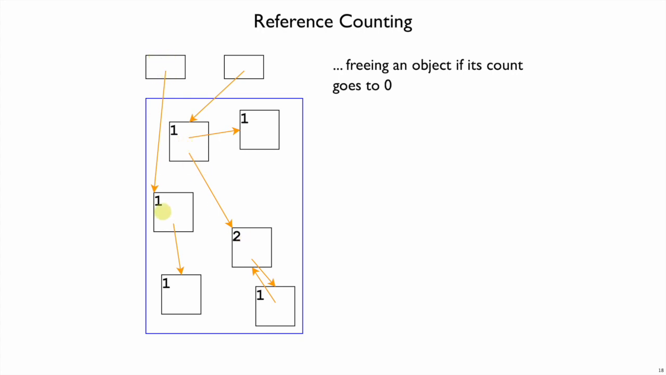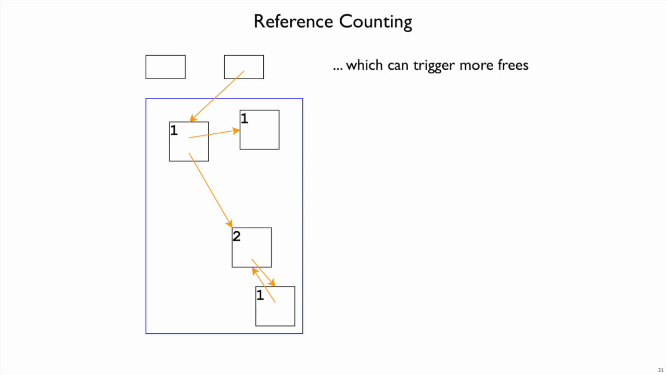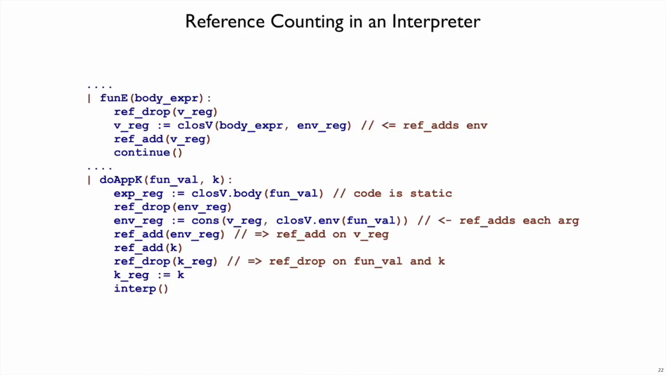If this register is referring to this object, and then we make it not refer to it for a while, maybe it's going to point to some other object, the fact that we drop this reference means that we drop this reference count down to 0. Since that goes down to 0, the object goes away, which means its reference to this object goes away, and so this object goes down to 0, which means that object goes away as well. So by maintaining these reference counts and deleting things when they go down to 0, we can release objects when they are no longer used.